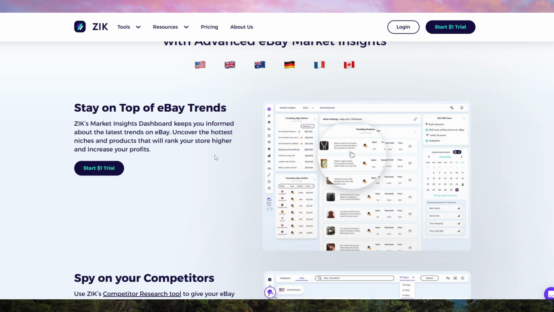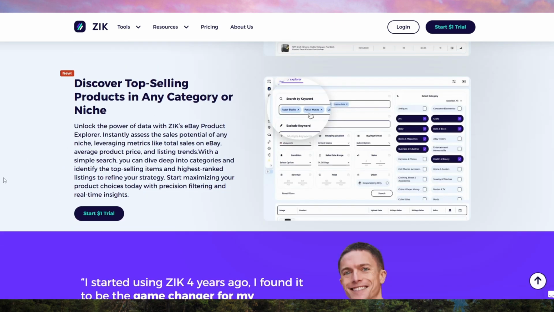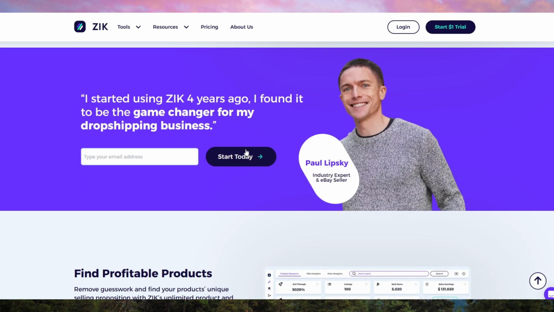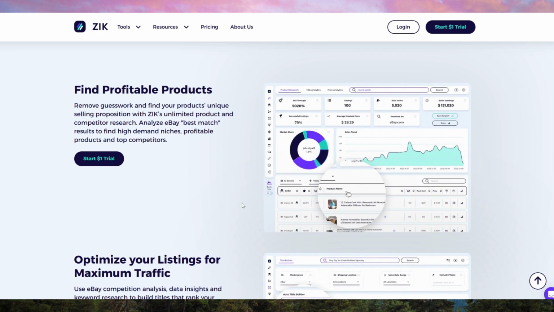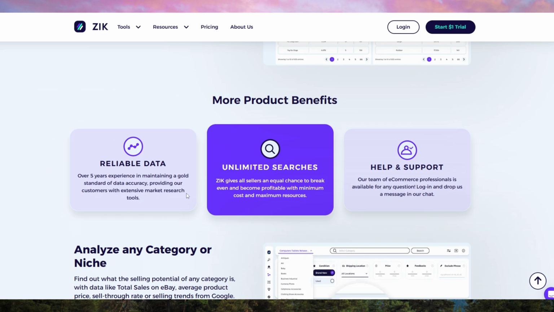Another major feature is Zik Analytics market research tools. It analyzes eBay trends, showing you which products are currently in demand and which ones are trending. This helps you stay ahead of the curve by tapping into emerging product categories before they become oversaturated. For sellers looking to scale their eBay businesses, the tool also provides insights on pricing strategies, helping you set competitive yet profitable prices.